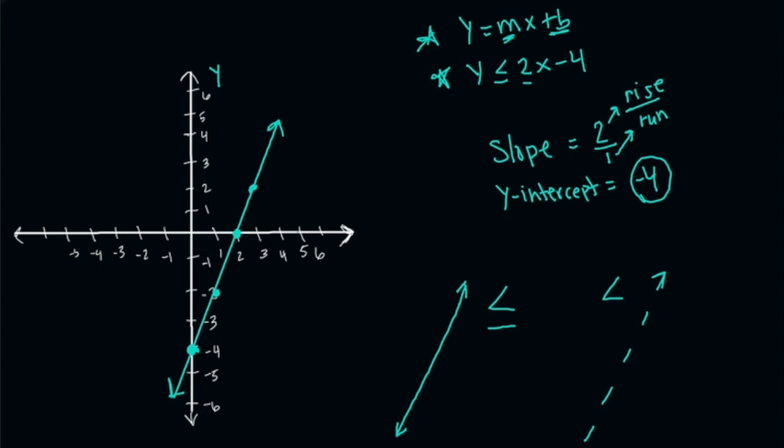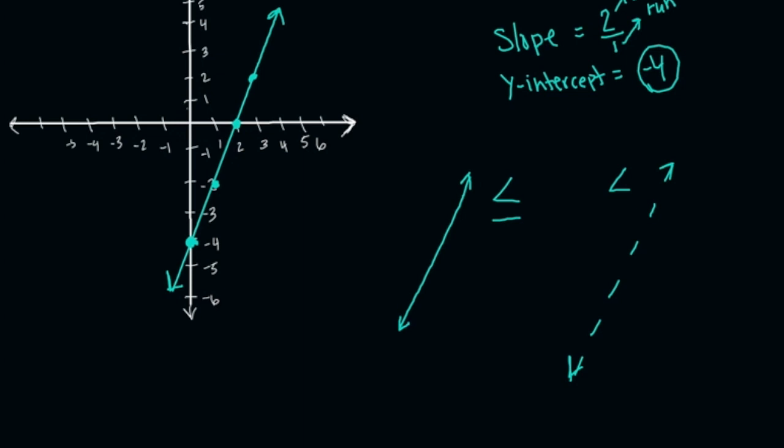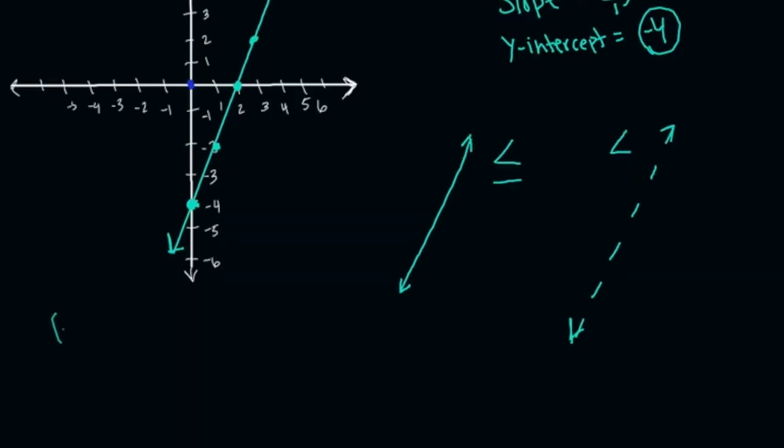So we need to have a testing point. The easiest testing point is going to be the origin. If I pick my point (0, 0) and plug it into the equation, y is less than or equal to 2x minus 4, my y is 0, is less than or equal to 2 times 0, because my x is 0, minus 4. So this would be 0 is less than or equal to 0 minus 4, which is negative 4. This right here is not true.